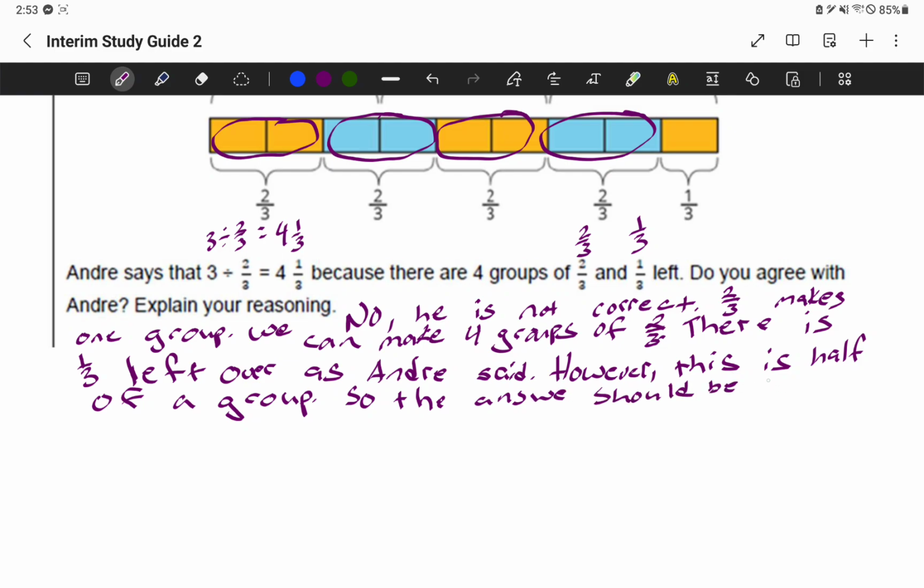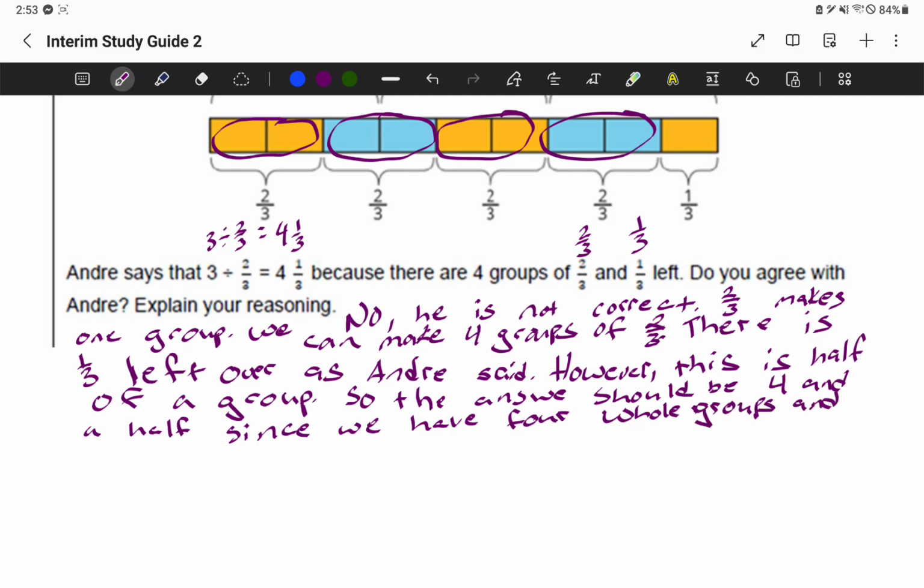So the answer should be 4 and a half, since we have 4 whole groups and half a group.